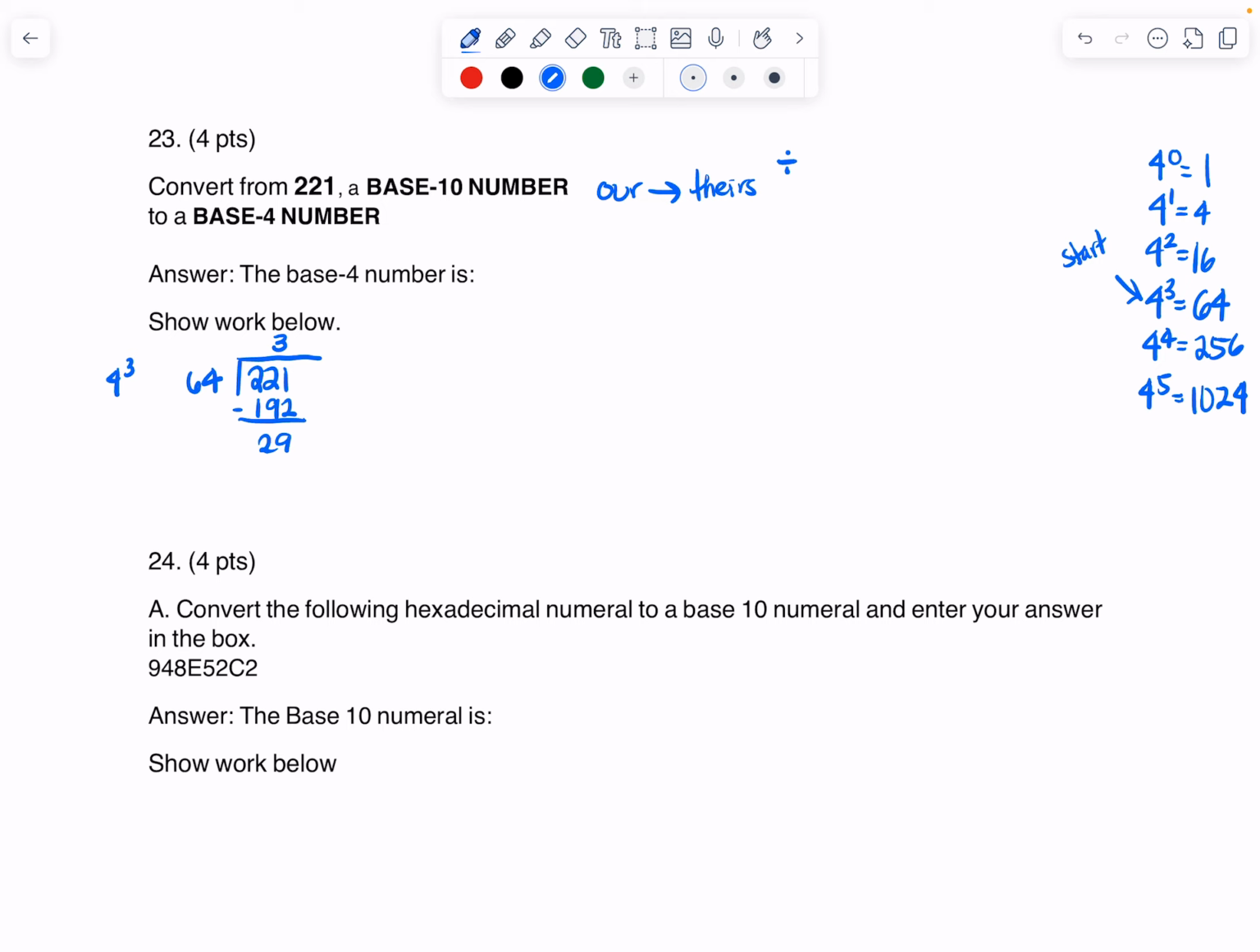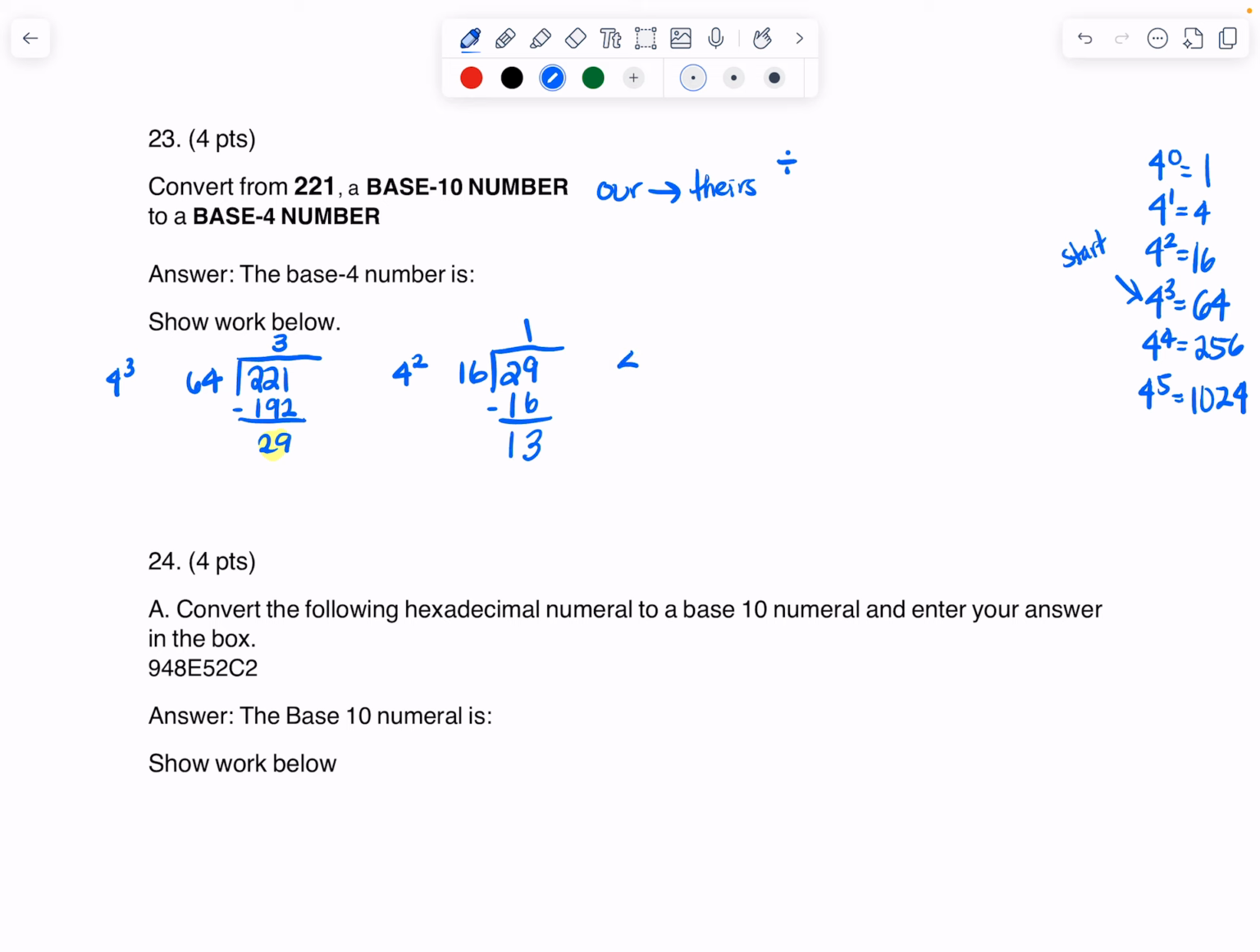Okay, so I'm interested in that remainder. I'm going to drop down to the next base system over, which is 4 to the second. So I'm going to take 29 and divide it by 4 to the second, which is 16. So 29 divided by 16 is 1.8125. 1 times 16 is 16, and now I'm going to subtract to find the remainder. So 29 minus 16 is 13.